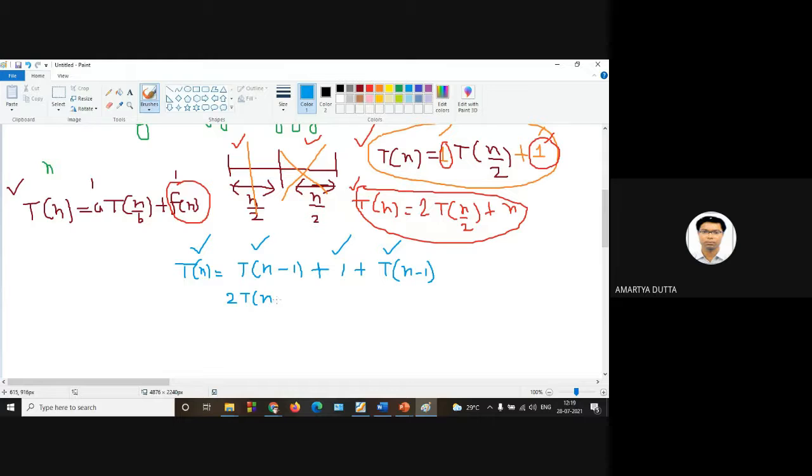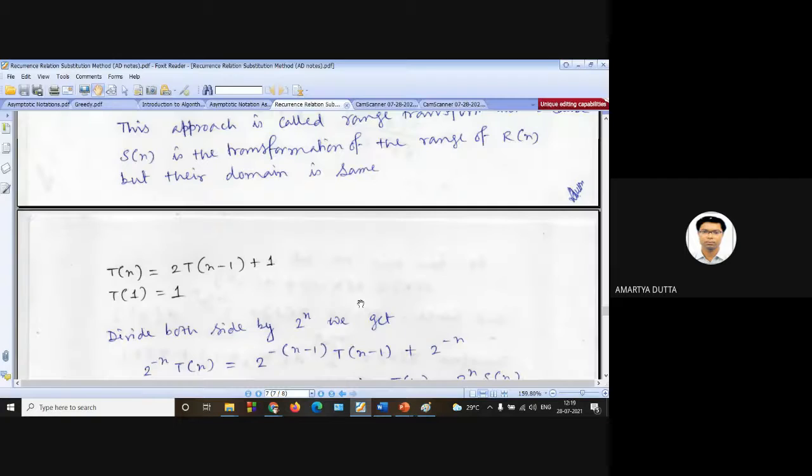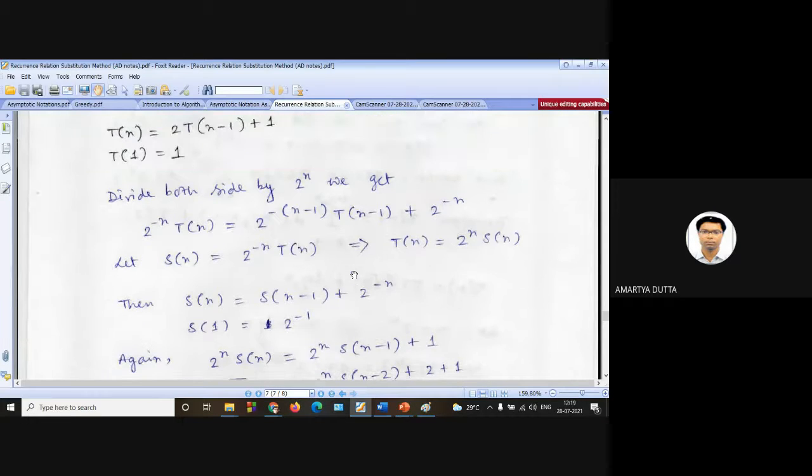2T(n-1) + 1. Okay, so this is the recurrence relation. Now we have to solve this recurrence relation. This is very important: T(1) = 1. This is the base case.